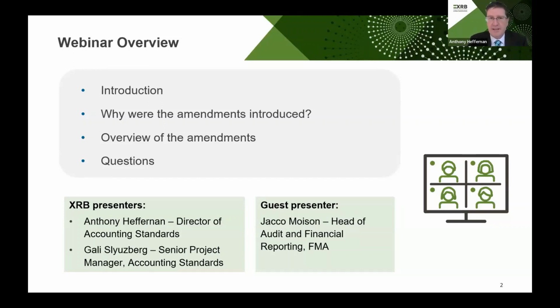So with that, an overview of what's coming ahead. Introductory comments from me, just a little bit more. Then we are very pleased today to be joined by Jaakko Moisen from the FMA, just to provide some more context around the importance of these disclosures. So we'll hear from Jaakko very shortly. And then we'll hear from Gali, the expert, who's going to walk through exactly what these new enhanced disclosures are and go through the different categories. So we'll move on to the next slide.